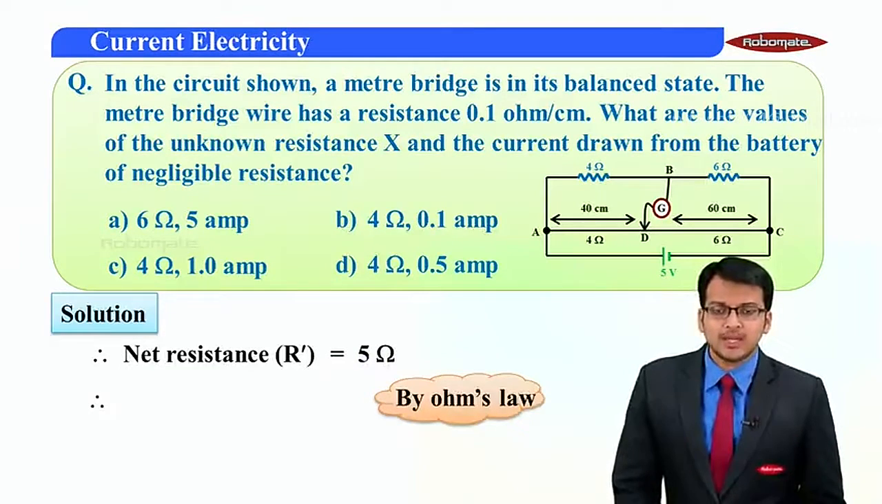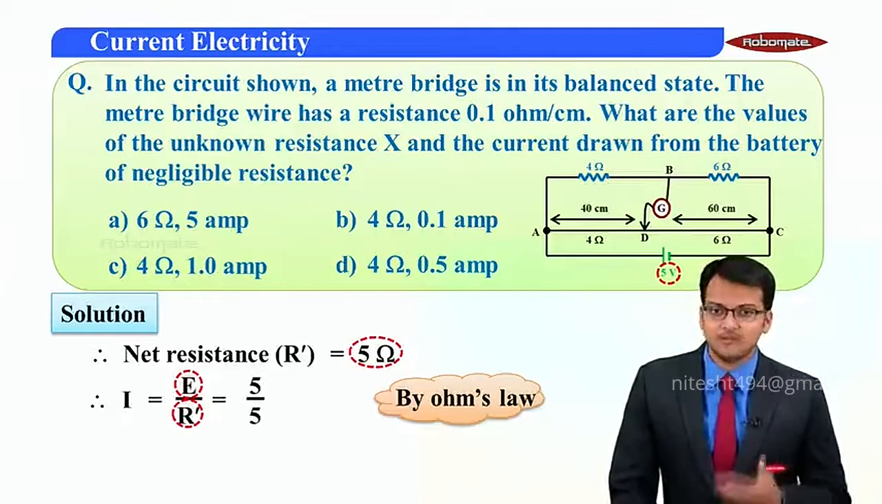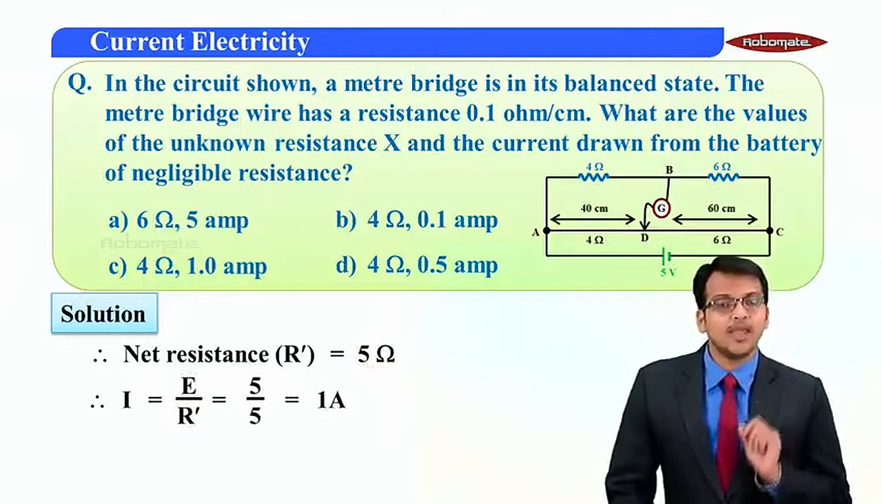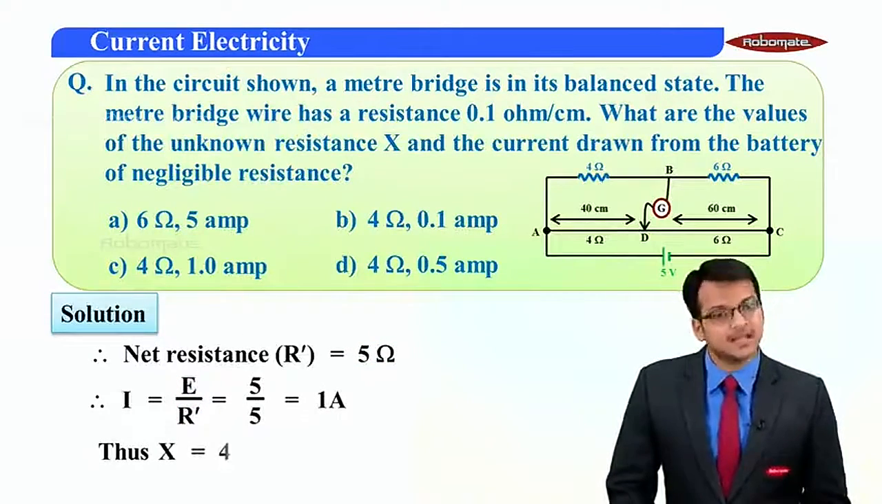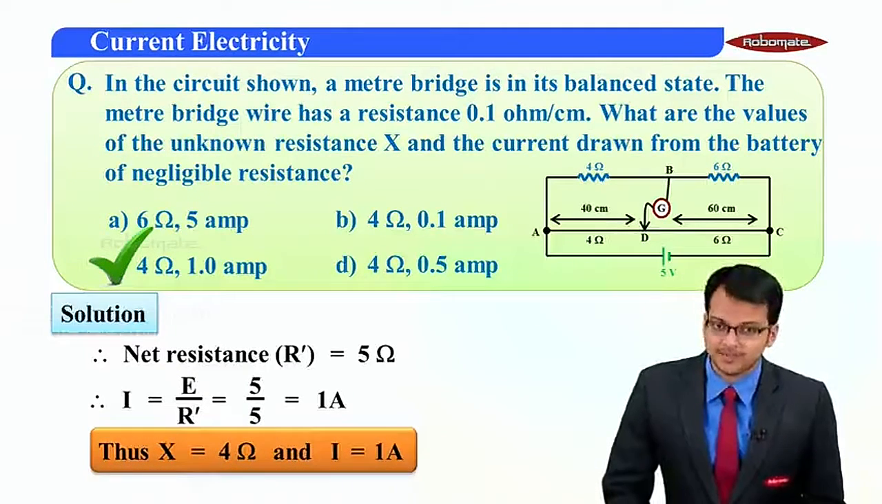Now by Ohm's law, current can be written as the ratio of E upon R dash. What is E? 5. What is R? Yes, we got R to be 5. Hence the current flowing is 1 ampere. So my option C is correct. My X is equal to 4 ohms and my current is 1 ampere. Thank you.